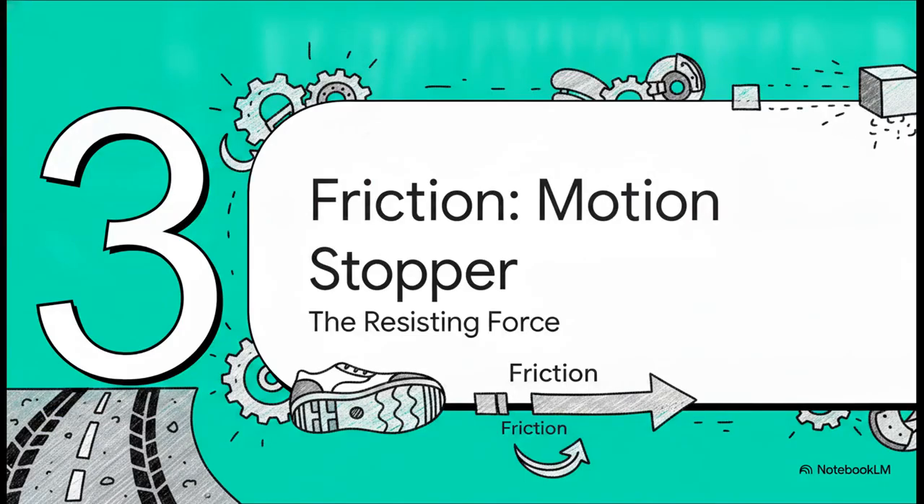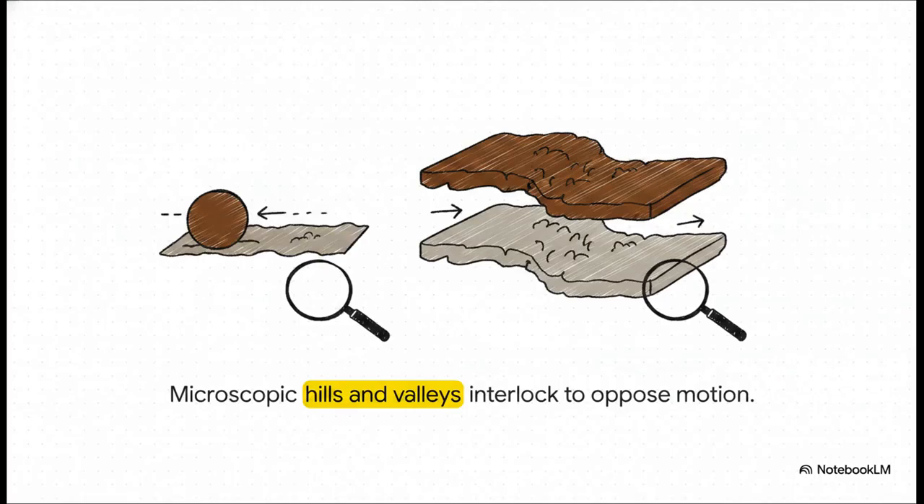Which brings us to one of the most important contact forces we experience. Section 3, friction, the motion stopper. Remember that question we asked at the very beginning, why a rolling ball eventually stops? Well, here is your culprit. Friction is the force that opposes motion when 2 surfaces rub against each other. And the reason why is mind-blowing when you zoom in.